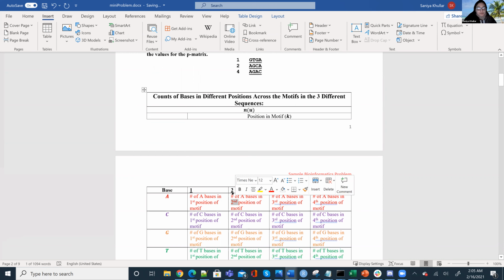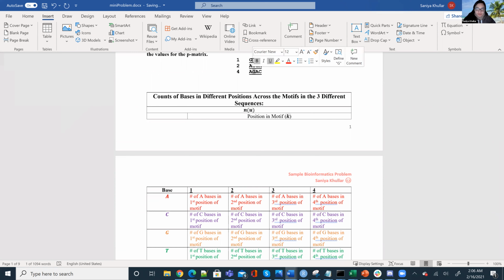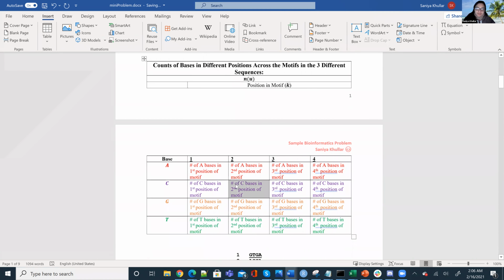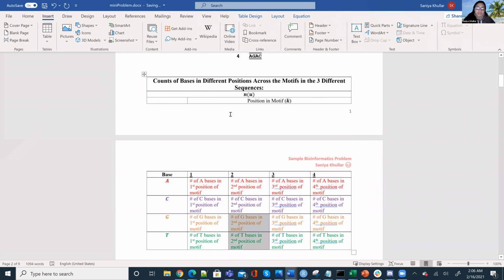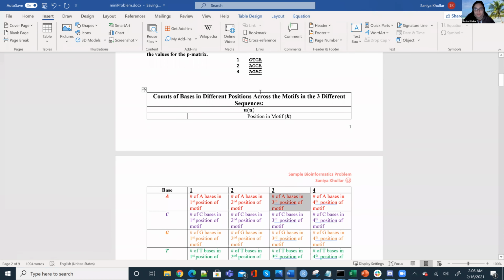Similarly, K is the position in the motif. It's going to tell us how many A's we have in the second spot in the motif. We can see here we have none, so it should be 0 for A, and no C's actually. Similarly, this tells us the number of C bases in the second position, number of G bases, number of T bases. We're going to scan through all these 3 sequences and add those up. That's what we want here: the number of each of these bases in the different positions along the motif.